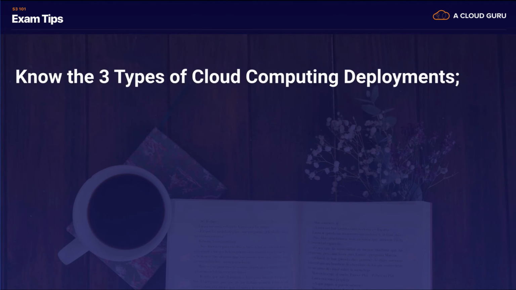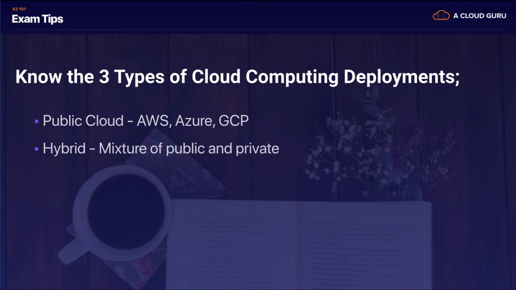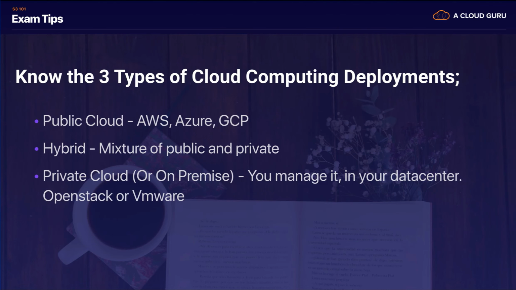And then finally, note the 3 different types of cloud computing deployments. We've got public cloud, which is AWS, Azure, GCP, Alibaba. We then have hybrid, which is a mixture of public and private cloud. And we then have private cloud itself, which is on-premise, where you manage it in your data center. So it's OpenStack, VMware, or even Hyper-V.